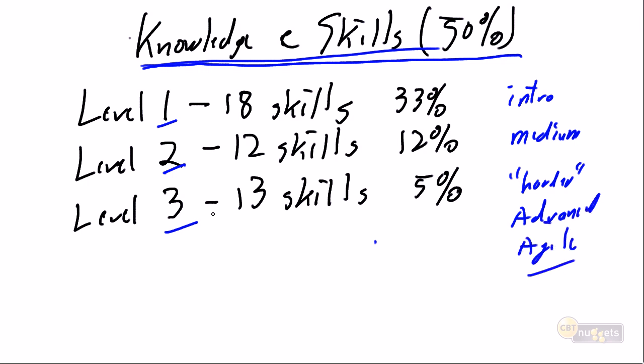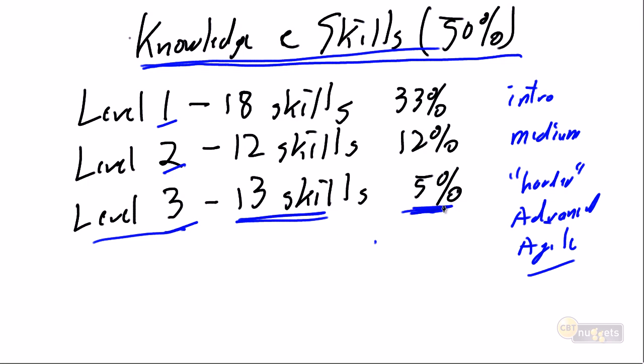But the good news is, although there's a significant number of advanced skills for agile development, 13 of them, they're only going to constitute 5% of your total exam questions. So again, if you're relatively new to this agile world and you're going to say, oh, I'm not ready to take an exam based on level 3 skills, I wouldn't worry too much about it. You will understand what those 13 level 3 skills are through this nugget series.